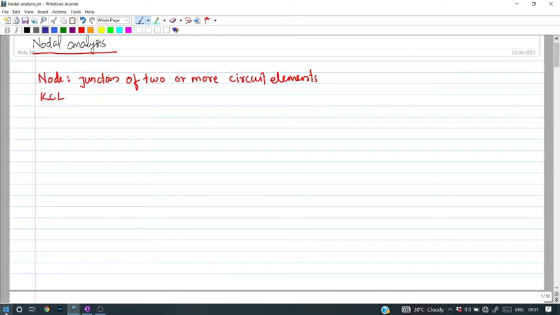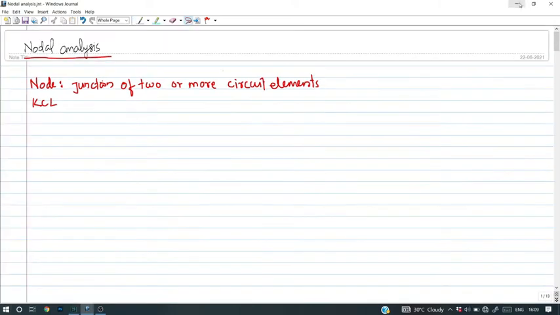But in nodal analysis, we are preferably choosing this method. That is, the node can be taken as a meeting point of more than two circuit elements. This point is very important in nodal analysis. We know in mesh analysis, the first step was identification of meshes. Similar to that, in nodal analysis, the first and most important step is identification of nodes.